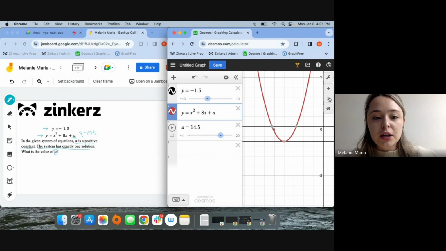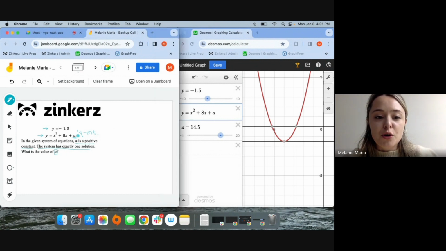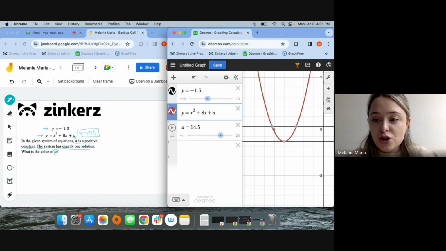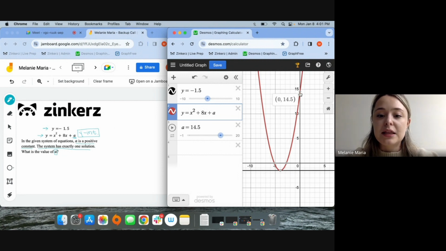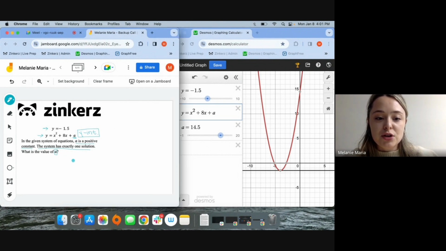And then I mentioned earlier that my value of A is also my y-intercept. So if this is in fact the correct answer, my value of A should also be where this graph crosses the y-axis, and indeed, it does cross at 14.5. So I've checked off both of my requirements here, or really all three of my requirements. A is a positive constant, we have that. My system has exactly one solution, we're intersecting at exactly one point, and then just double checking that that value of A is also my y-intercept, which is happening up here. So therefore, the answer to this question is going to be A equals 14.5.